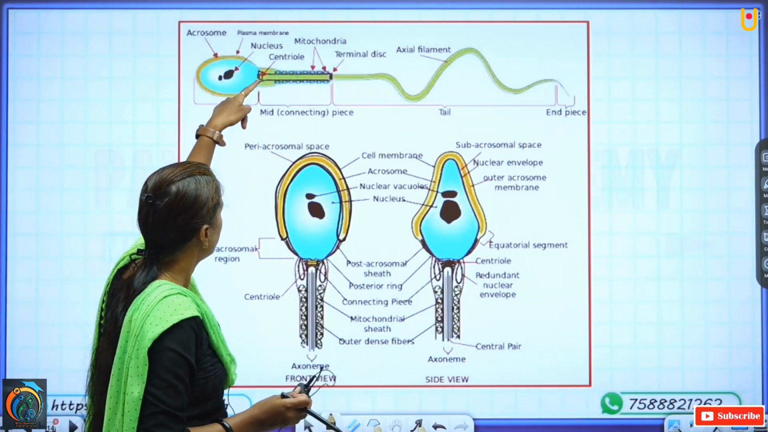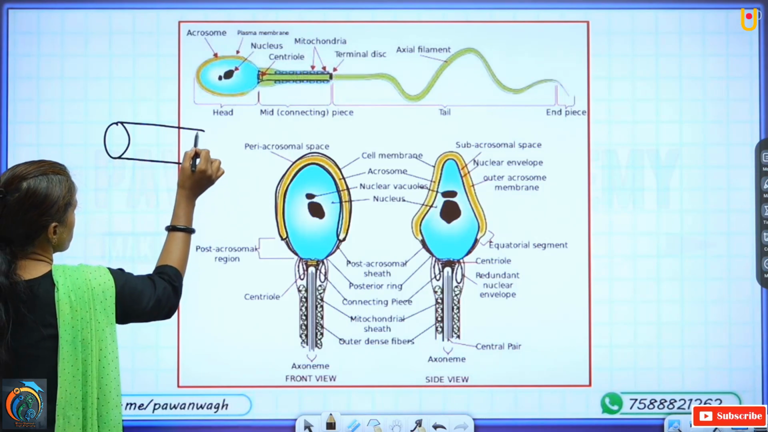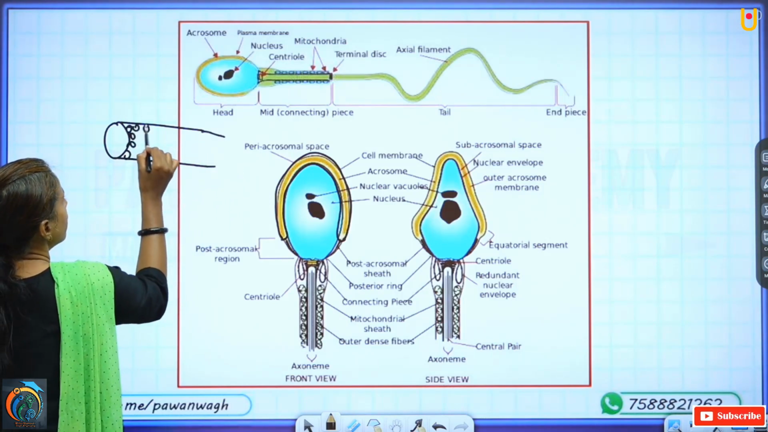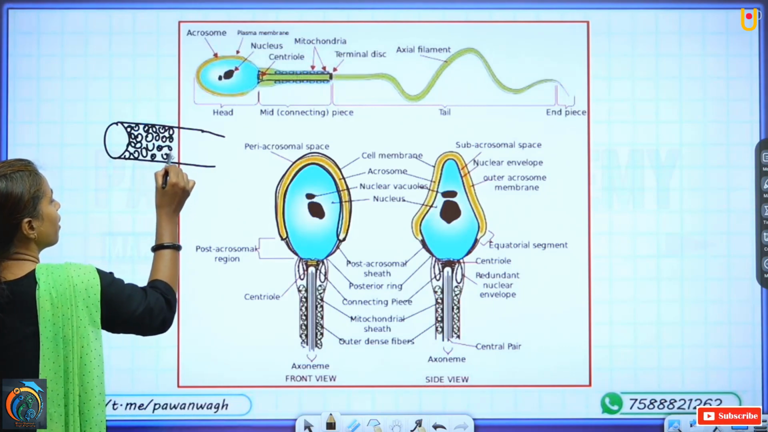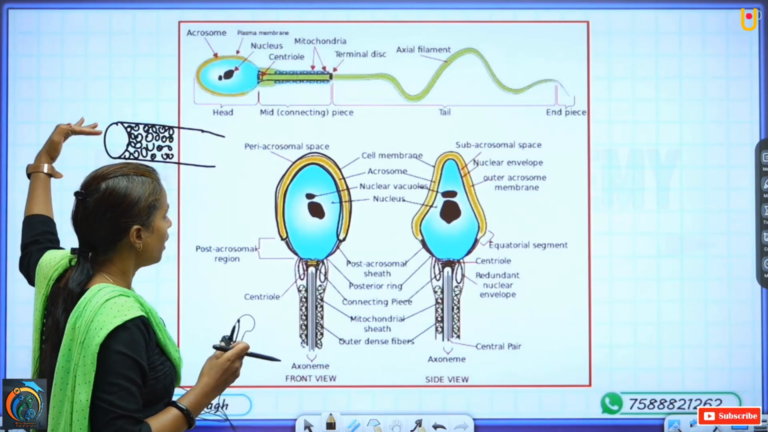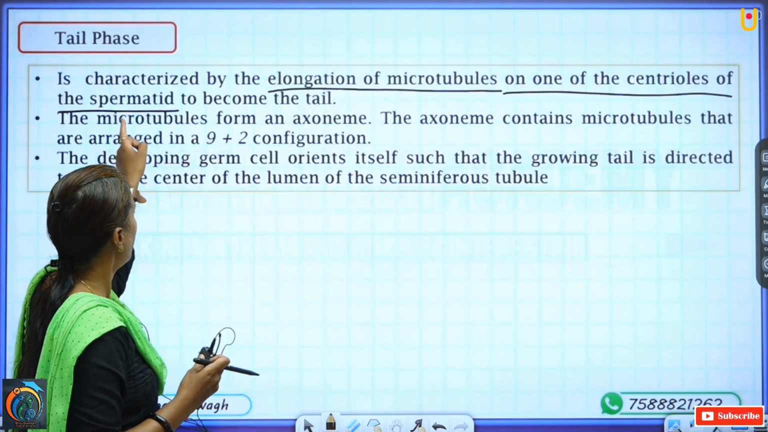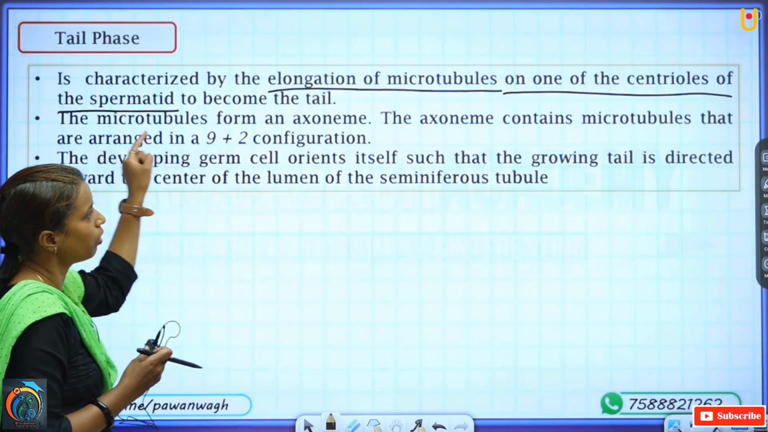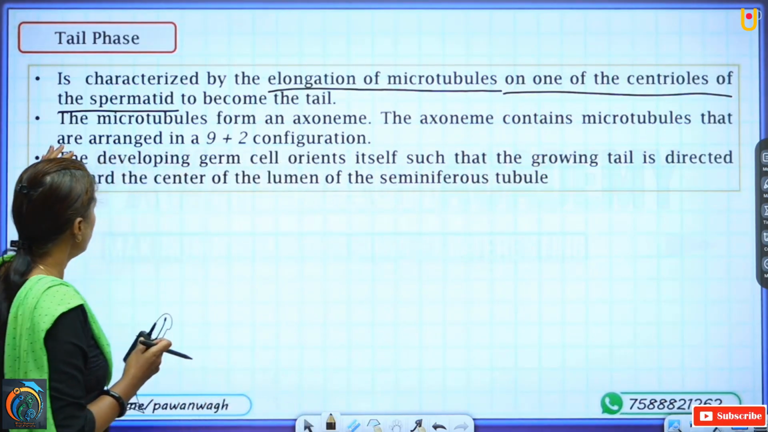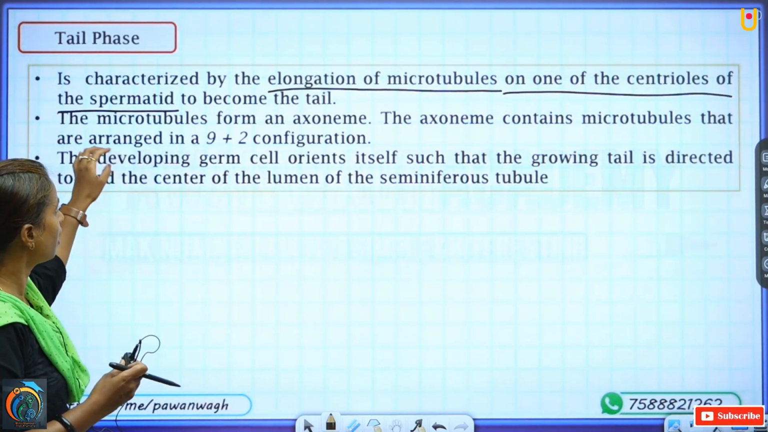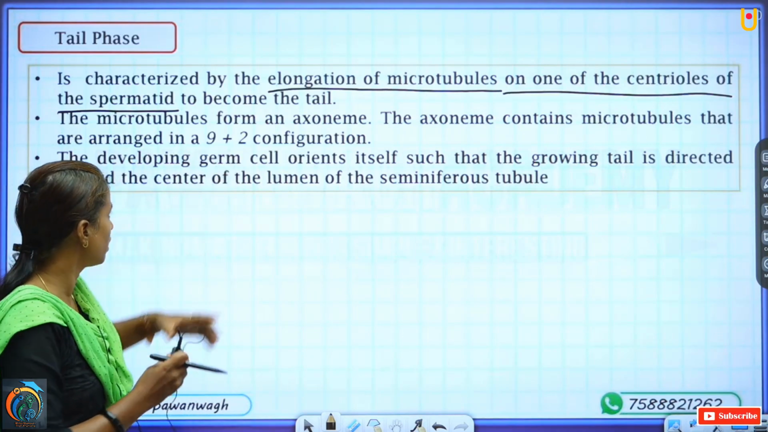Here we have seen a centriole present, and this is the centriole, and now it will form a tubular structure, and here so many microtubules are getting added. Microtubules are adding again and again, one by one, and when they are added, the length of the tail is getting increased. Got it? The length of the tail is getting increased with the help of elongation of microtubules on the centrioles. Microtubules form an axoneme, and this axoneme contains microtubules arranged in the 9+2 configuration.